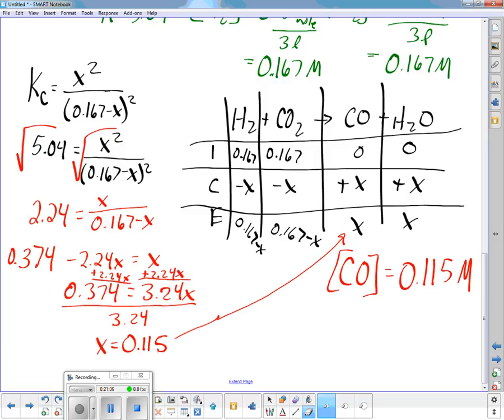Okay, now if they'd asked for CO2 or H2, then I would have had to plug it back in here. Now, here's a quick check. Make sure that when I subtract 0.167 and the 0.115, I still have a number and it's not negative. If it's negative, I screwed up because I can't take more over than what I have, right? And I can look really quickly, yeah, I'm going to end up with 0.05 something, right? Okay, so we're good.